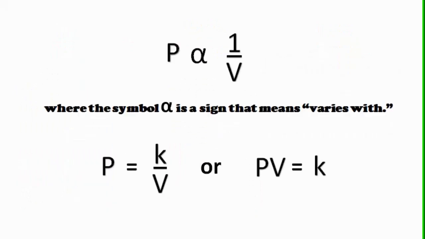When we put the relationship into mathematical form, we obtain P varies as 1 over V. Then, P is equal to K over V, or PV is equal to K. In this equation, P is the pressure and V is the volume. The K is a constant that takes into account the number of molecules and the temperature. Thus, pressure varies inversely with a change in volume.